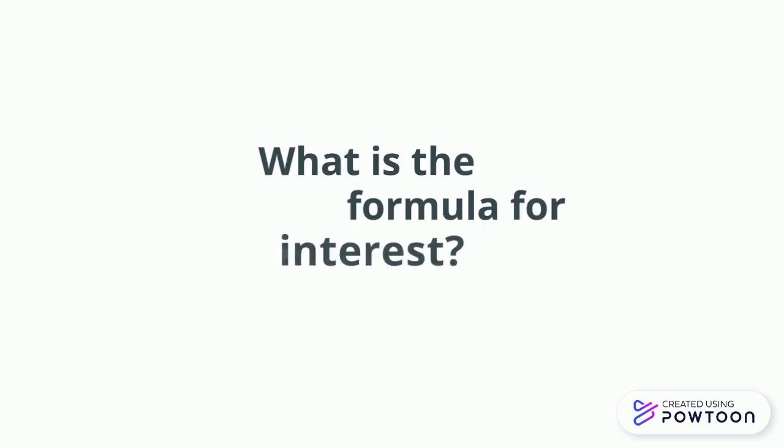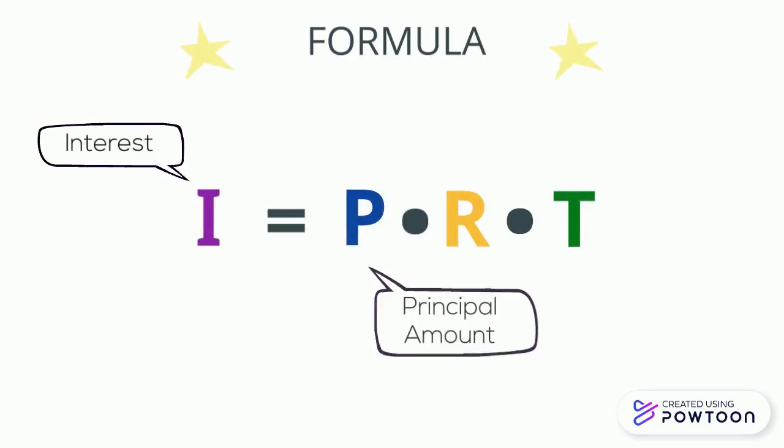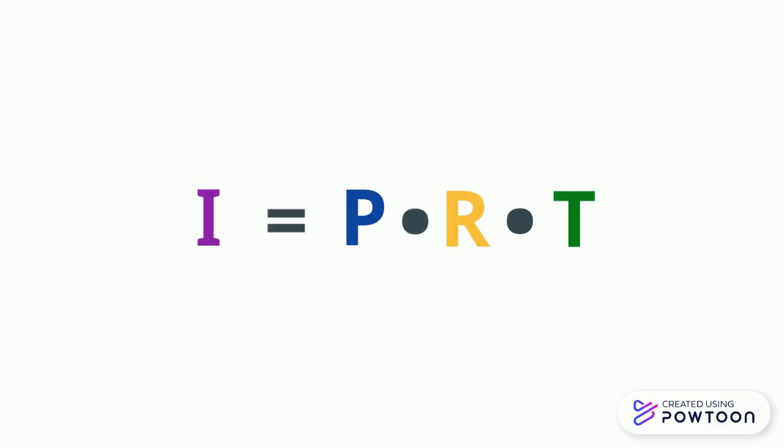What is the formula for interest? The formula for interest is I equals P times R times T, where I is interest, P is principal amount, R is interest rate, and T is time. This formula can also be manipulated to solve for other problems.